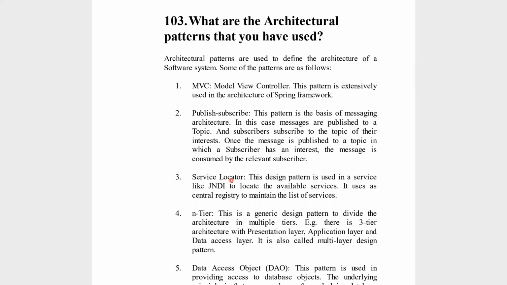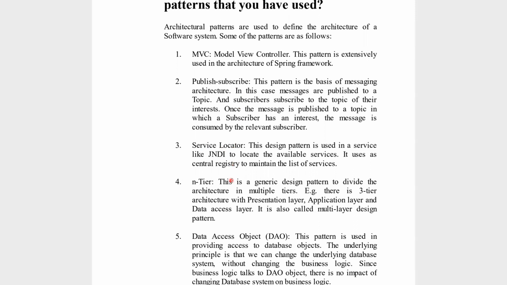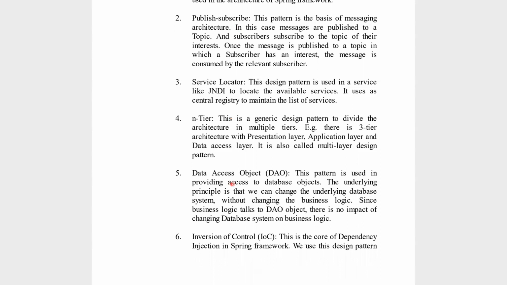Now, n-tier application, right? You know that's a generic design pattern. You divide your architecture into multiple tiers. Like three-tier we already talked about: presentation, application, data layer. Similarly, it is also called multi-layer design, where you preserve everything in different layers rather than coding everything in one particular Git repository.